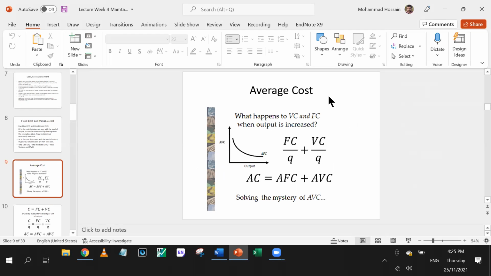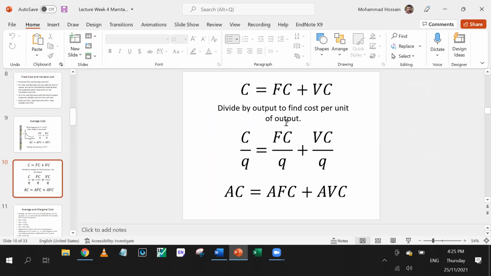And here is average cost. When you divide the total cost by quantity, you get the average cost. So total fixed cost divided by quantity gives average fixed cost. Total variable cost divided by quantity gives average variable cost. The more you practice these things, the more you will understand.